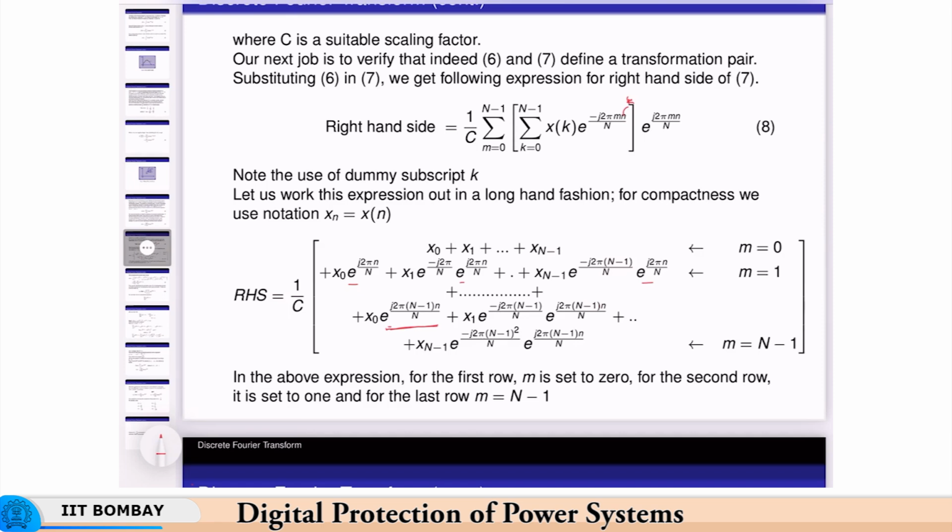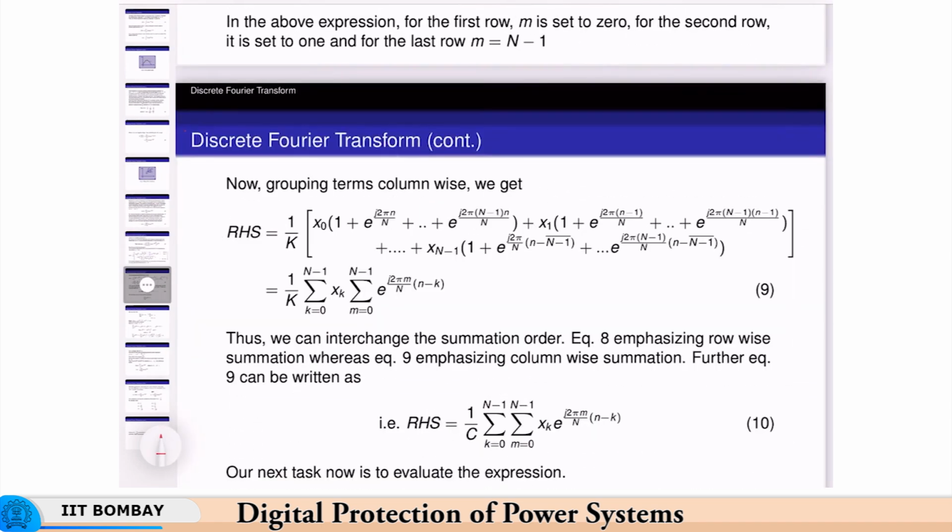x 1 into 1 plus e raised to j 2 pi n minus 1, and so on up to e raised to j 2 pi n minus 1 square. Okay. So, this is how it will look like.